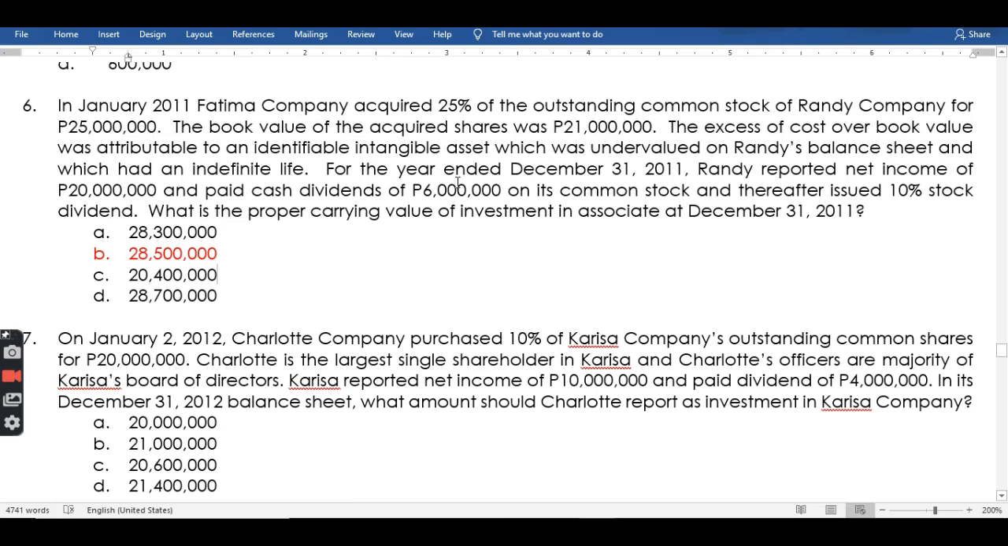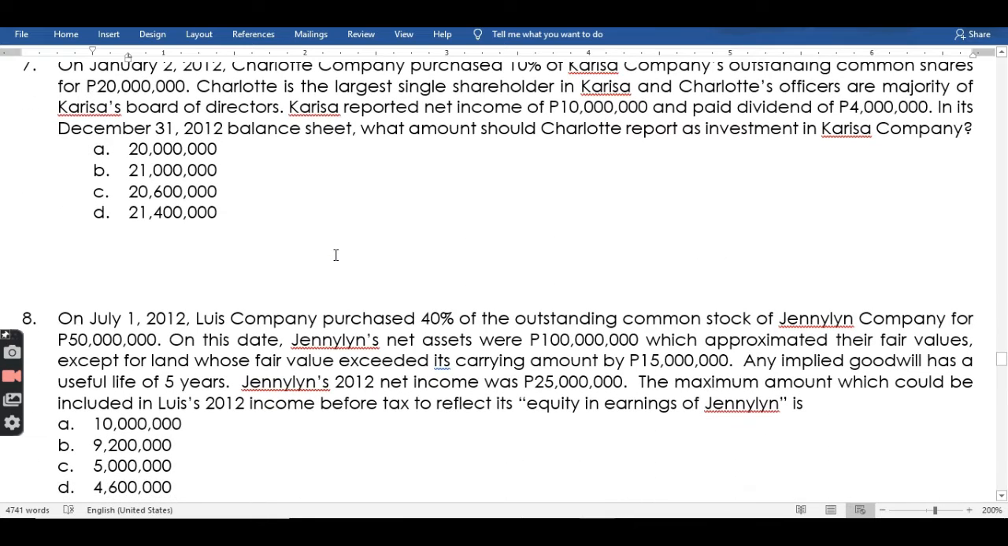Pero in this case kasi, wala namang sinabi kung anong klaseng identifiable intangible asset yan. Tapos indefinite yung life sinabi, so hindi naman natin pwedeng kontrahen. So, letter B pa rin ang sagot natin dyan. Okay, next tayo, number 7.